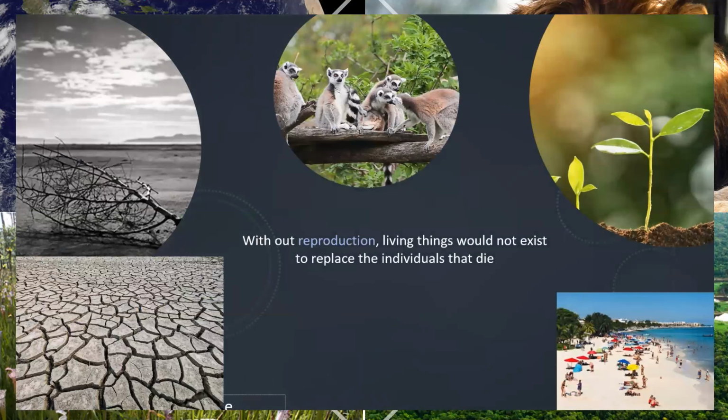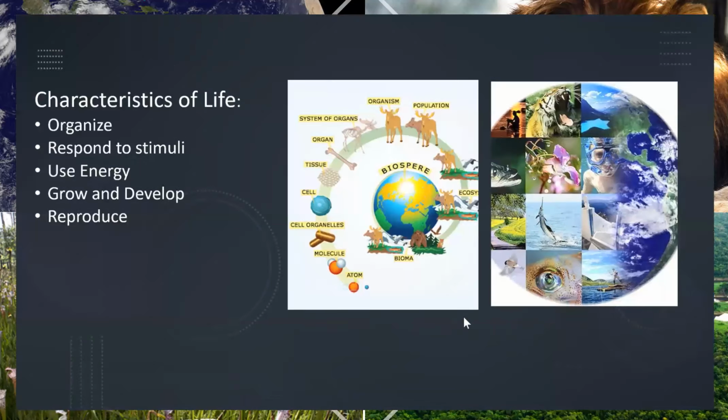Now, reproduction is important because without reproduction, living things would not exist to replace those individuals that die. So if you look here at this plant, if this plant dies without reproducing, well, that plant species is going to be extinct. Looking at these animals here, if these animals die without reproducing, that animal species is going to be extinct. If you look here at this picture of the beach, if all of these humans die and don't make any more human beings, well, that would be the end of the human species. So in order to propagate life on Earth and proliferate life on Earth, living things must reproduce.